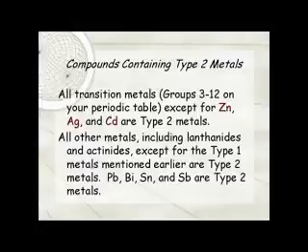Now, some other very common type 2 metals that we'll deal with quite a lot are Pb, which is lead, Bi, which is bismuth, Sn, which is tin, and Sb, which is antimony. These are also type 2 metals.